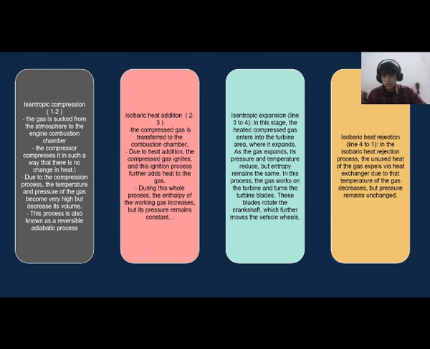And the last is isobaric heat rejection, line 4-1. In this isobaric heat rejection process, the unused heat of the gas is expelled via a heat exchanger, due to which the temperature of the gas decreases, but pressure remains unchanged.